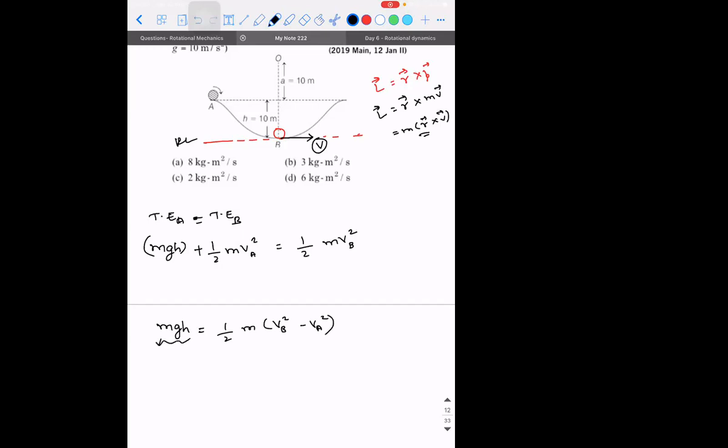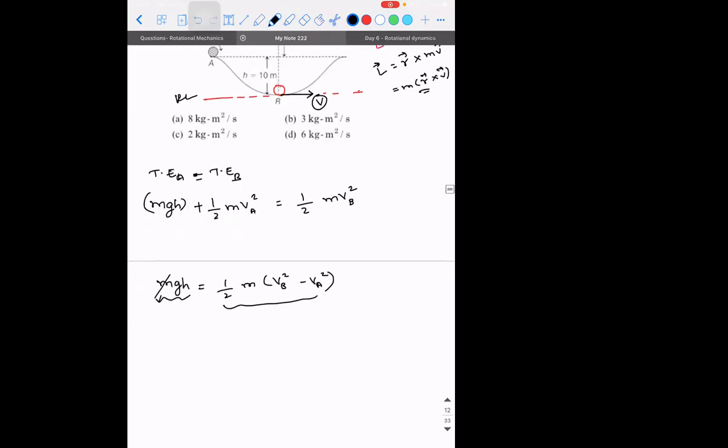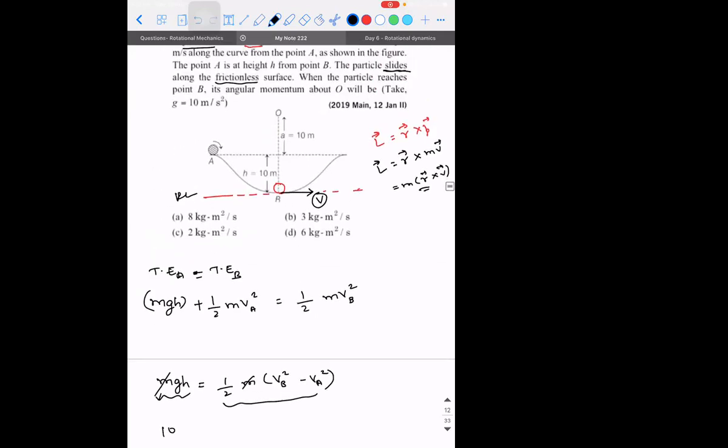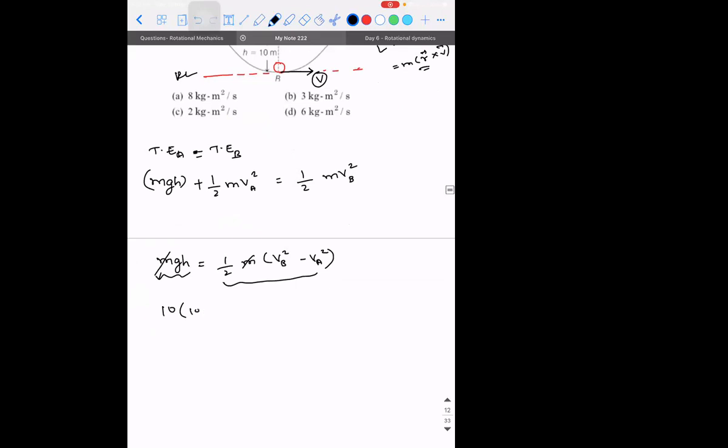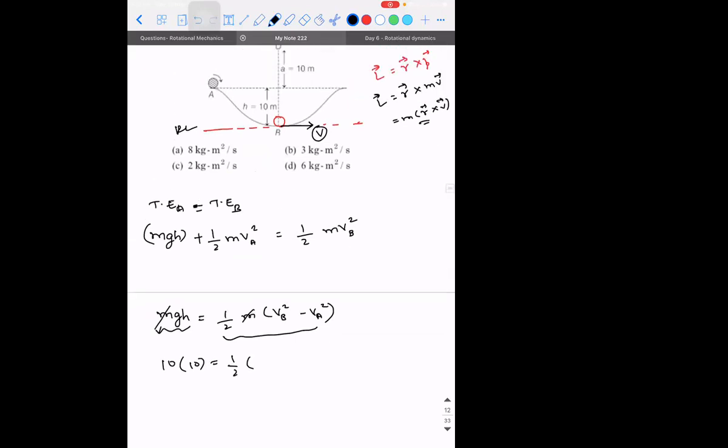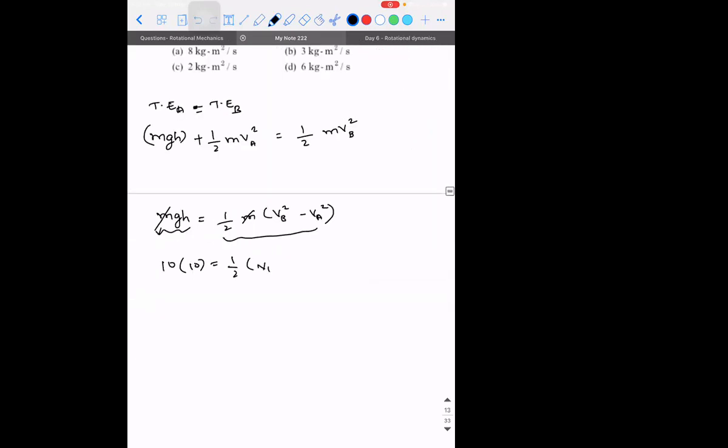Is it not like work done by gravitational force is equal to change in kinetic energy? It's the same as the work energy theorem also. Both are same. So m and m are gone. g is how much? Can I take it as 10? Yes, 10 into height 10 is equal to half into Vb, how much? That's what we need to find.